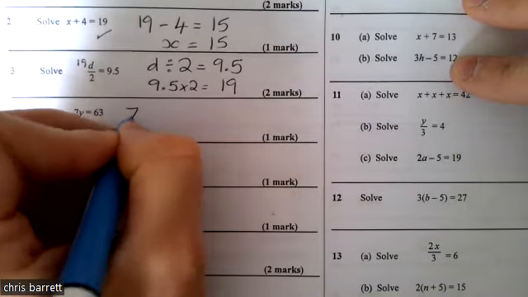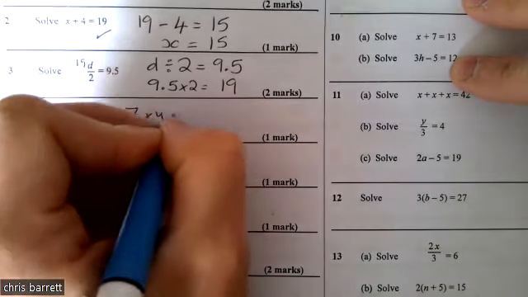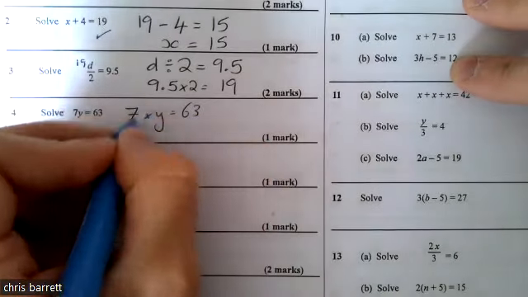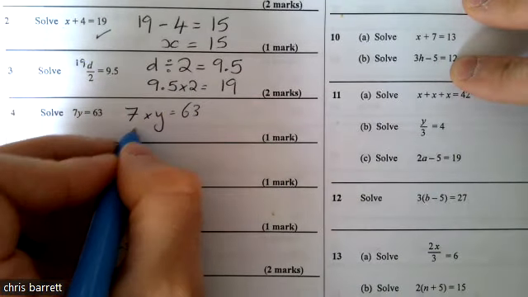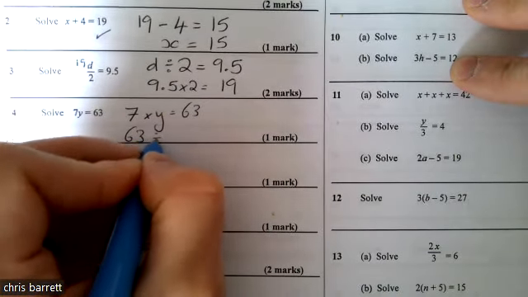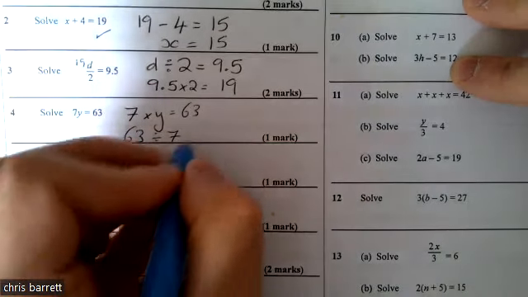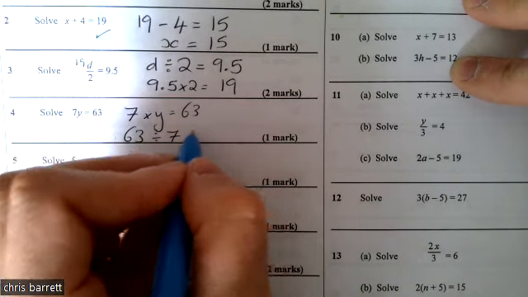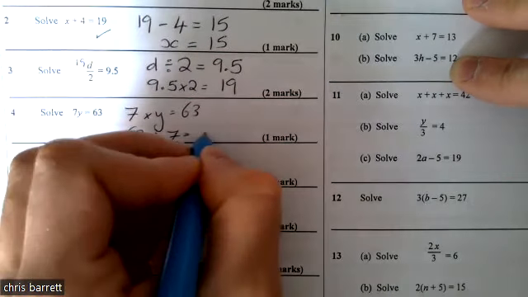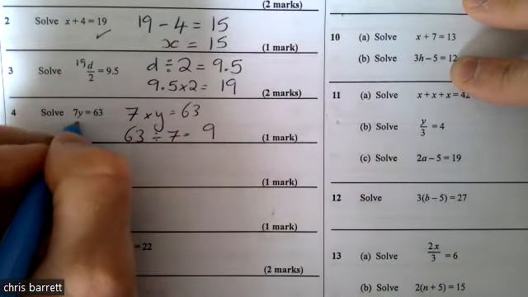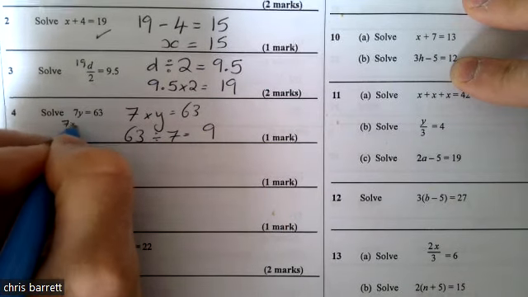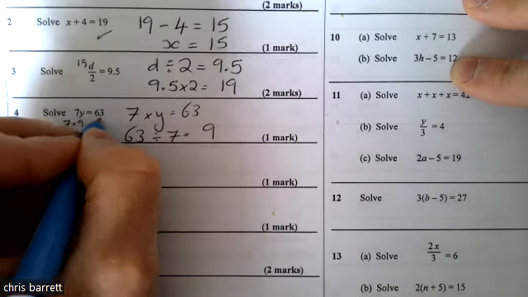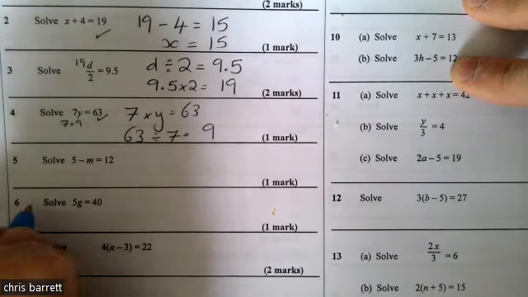Okay, next one, I've got 7y equals 63. So I now know that I've got 7 multiplied by something equals 63. So again, I need to do the inverse. So I've got 63 divided by 7. And if I needed to, I could do my 7 times table. So 7, 14, 21, and so on. That gives me an answer of 9. And then I'd check it again. So does 7 multiplied by 9 work? Yep, it works. So I'm okay.